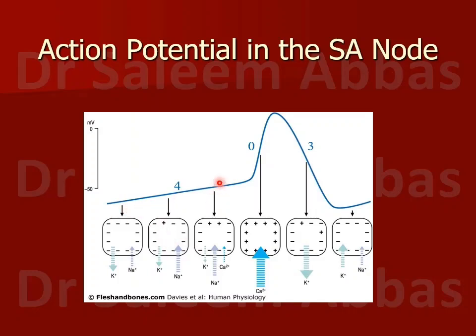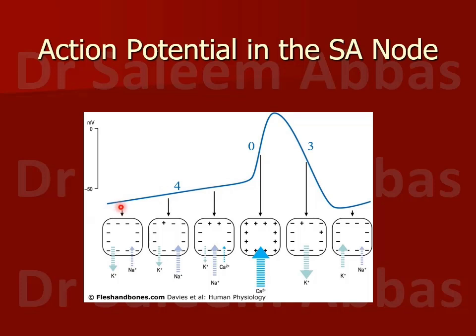Now this diagram is showing the same events which I have described in the last slide. This is the action potential in the SA node, and I have also labeled these phases. This is phase 4, this is phase 0, and this is phase 3. Now this phase 4 is actually resting membrane potential, but this phase 4 is not stable.